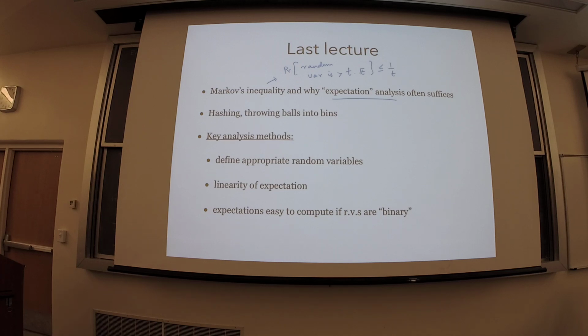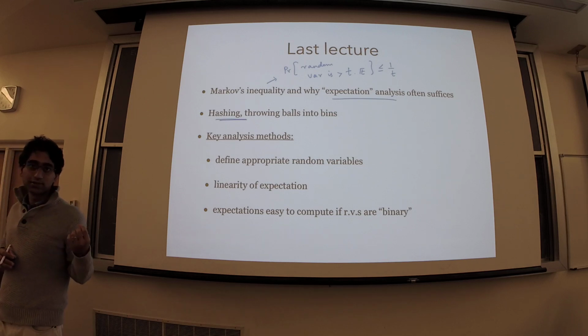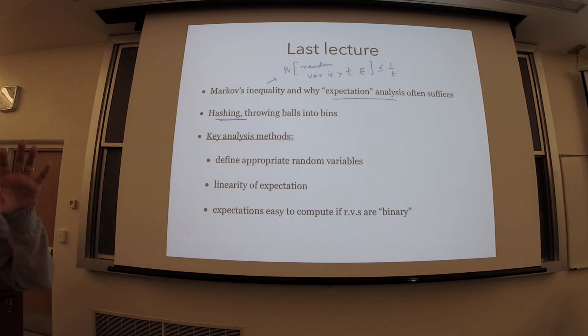But often a weak bound is enough, because even if you have something that succeeds with probability a half, you can repeat it multiple times, and then your probability of success just goes up exponentially. So that's what we saw last time. And then, motivated by hashing, we started looking at this question of throwing different balls uniformly into a bunch of bins. We had some n balls which we were throwing into m bins, all independently, uniformly at random.